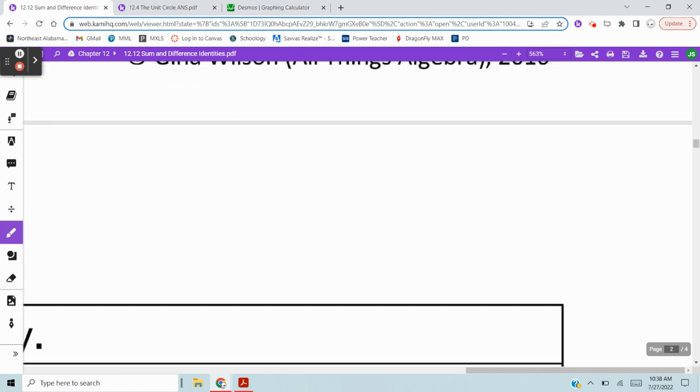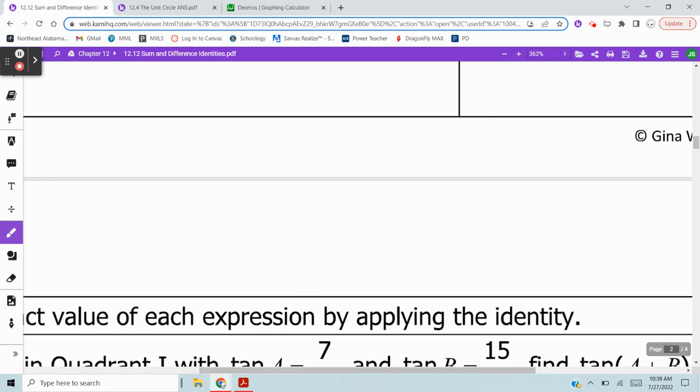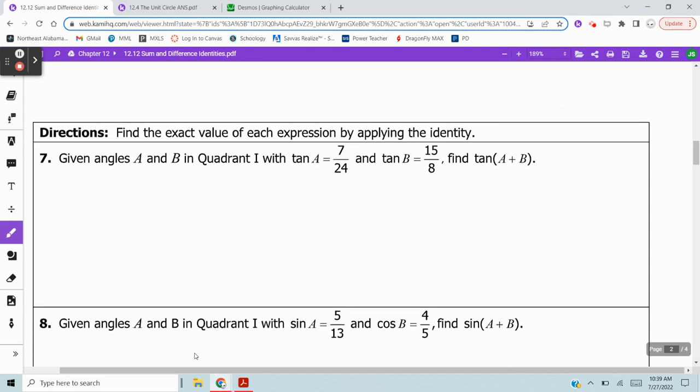Okay, on number 7, we have a slightly different set of directions. It says, let me scroll out, find the exact value of each expression by applying the identity. So these are a little bit trickier. It says, given that angles A and B are in quadrant 1. This is going to be important information. So we're in quadrant 1, A and B. So since they're both in quadrant 1, everything's positive. So that makes this first problem a little bit easier.